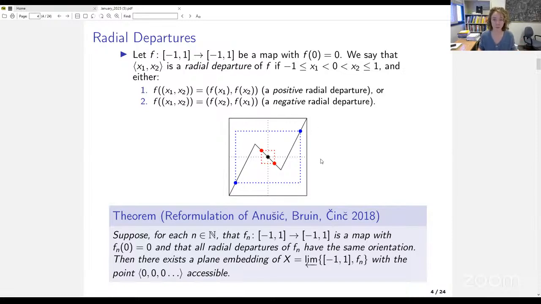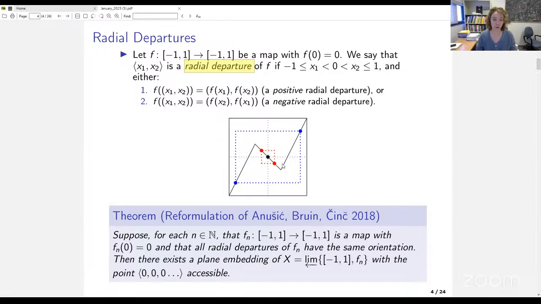So what we do is we break down this zigzag, as they called it. We define what are called positive and negative radial departures. A radial departure is a pair of points, x1 and x2, with x1 less than 0 and x2 greater than 0, such that the range on the open interval (x1, x2) is equal to the open interval (f(x1), f(x2)). If it is a positive radial departure, which is here in blue, then nowhere in between x1 and x2 do we strike these dotted lines here. So in blue we have indicated a positive radial departure, and in red a negative radial departure.